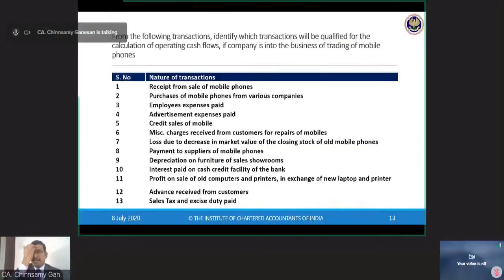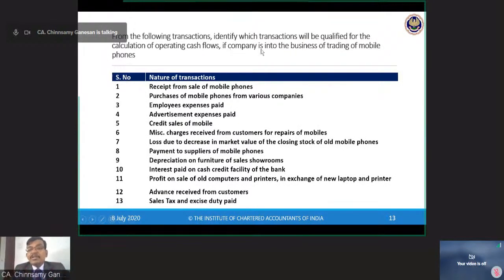Let us take an illustration by which we will try to understand the points we are talking about, whether a particular situation is relating to operating activities or not. If it is not operating activity, where do I have to put that? Because we have already understood what is investing activity and what is financing activity. So here what we are saying: from the following transactions, identify which transaction will be qualified for the calculation of operating cash flows.